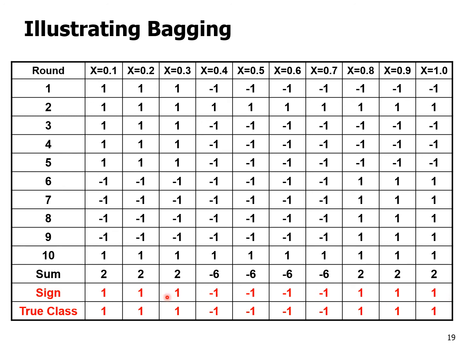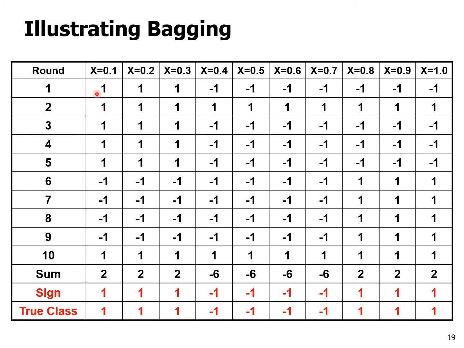If you compare this result with the true values, there is an exact match. The final prediction from the bagging method is exactly the same as the original class values. So that's the beauty of bagging.